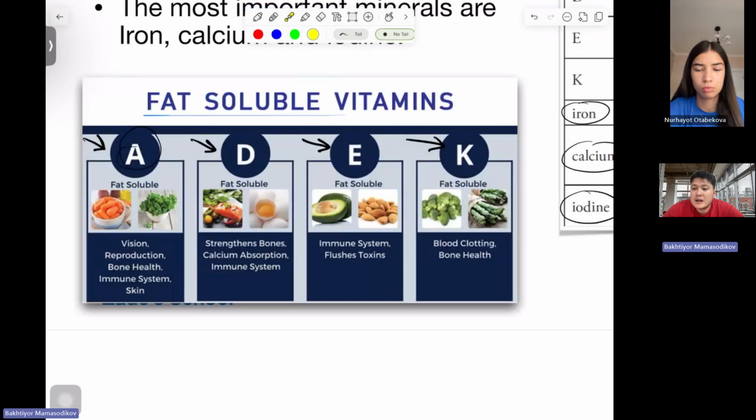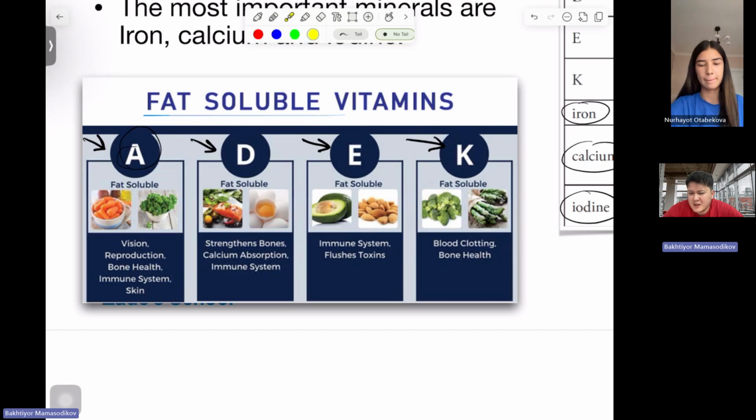Okay, so the calcium absorption is better with vitamin D. Without vitamin D, only 20% of the calcium is absorbed, but with vitamin D, 80% will be absorbed from your intestine. And also, it's important for the immune system. Vitamin E also flushes the toxins. It's good for your skin. Good skin health will come after vitamin E intake. And if you have dry skin, you can take vitamin E, or it's good for the immune system as well.